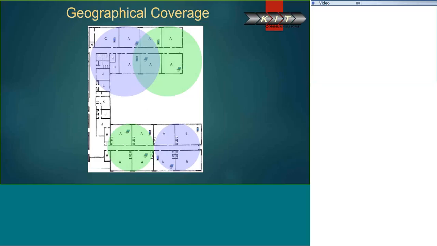We also need to design for geographical coverage. So we're basically designing with the idea of trying to cover as much of the airspace, the physical space in our facility as we possibly can. We want to get radio waves to all the areas that potential clients and users would be accessing our wireless networks to.